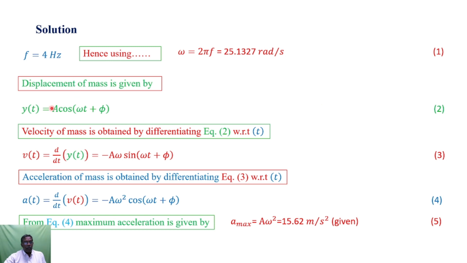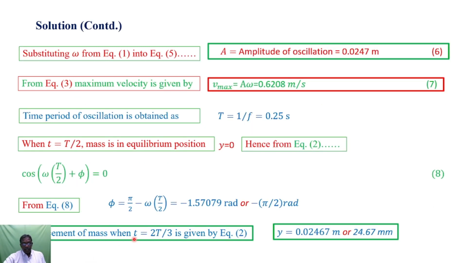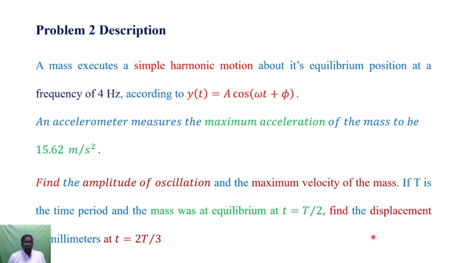In equation 2, I obtain the displacement of the mass at time t is equal to 2T by 3 as 0.2467 meter or 24.67 millimeter. So this is how the given problem is solved for amplitude of oscillation, maximum velocity of the mass and displacement of the mass.